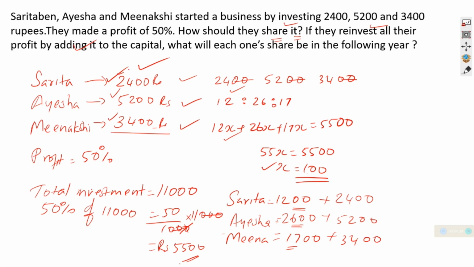They added it together. Now the total will become 24 and 12, 3600, and 5200 and 2600, so that will become 7800. And this is 3400 plus 1700, 5100. This way their share would be in the new business. The business is continuing. Their share will be more next year. The ratio will be like this.